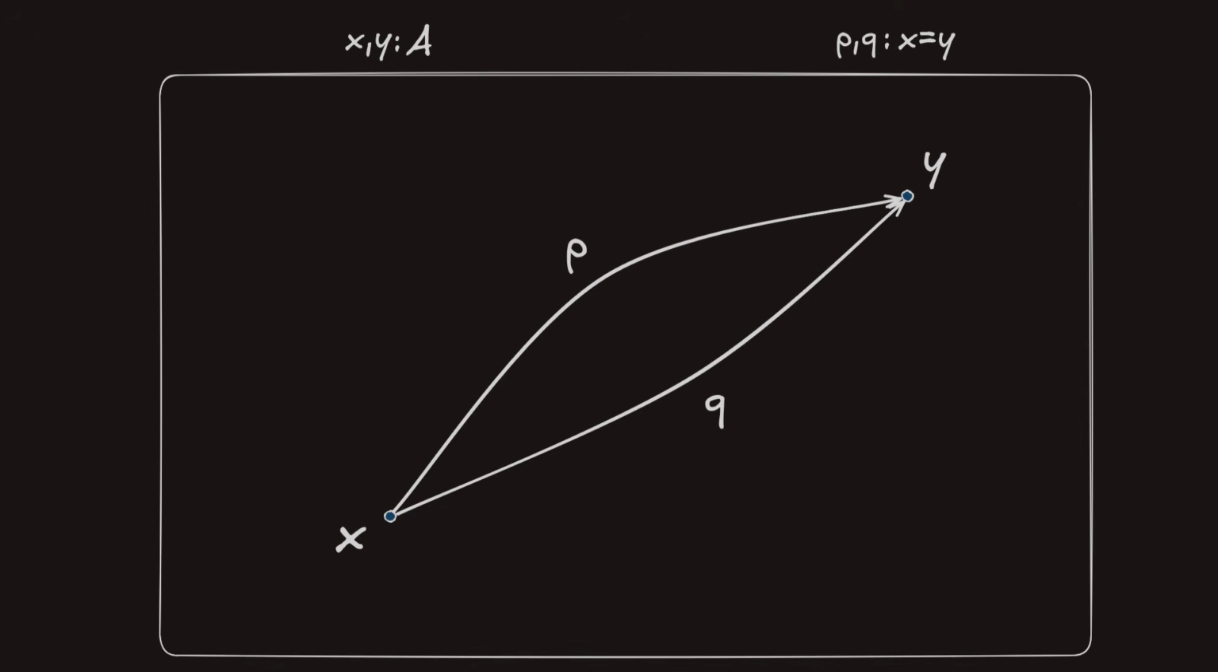And we can go one step further. We can ask if the path P is equal to the path Q. In that case, we're not simply speaking of a path, but of a path of paths, something that looks a bit like this. Topologists refer to these paths of paths as homotopies, hence the name homotopy type theory.